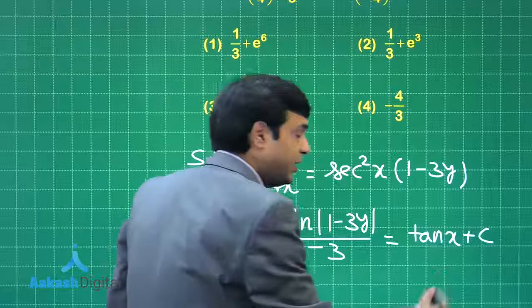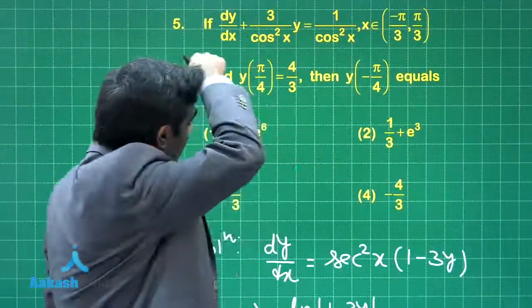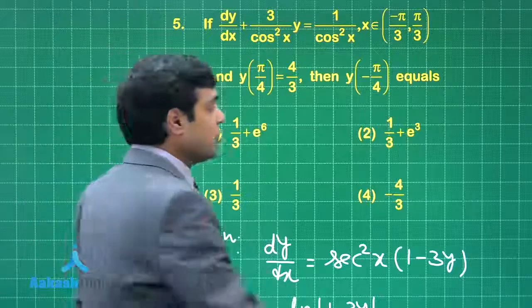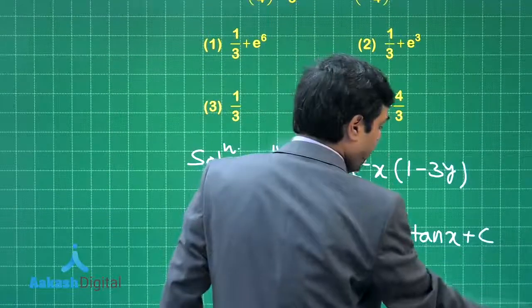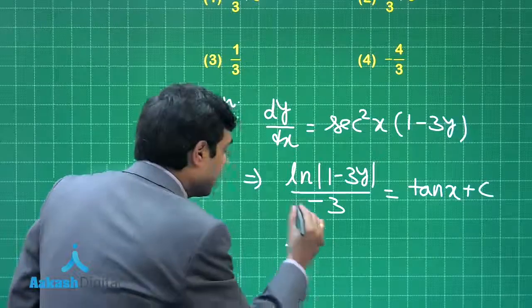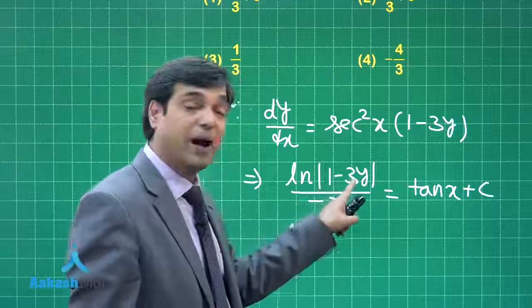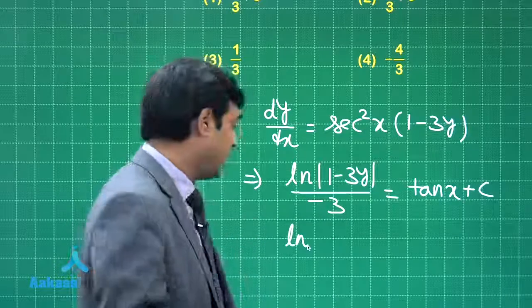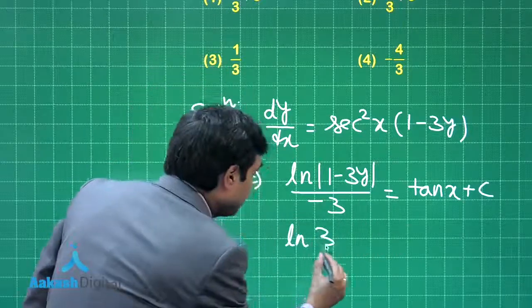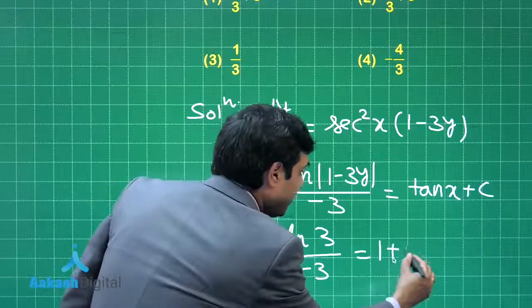plus constant of integration. Now it is given at x equals pi by 4, y is 4 by 3. So put x equals pi by 4 and y as 4 by 3. Log, here when you put 4 by 3, what you obtain? Simply 1 minus 4, that is minus 3. Inside the mod it becomes simply log 3 upon minus 3 is equal to 1 plus c.